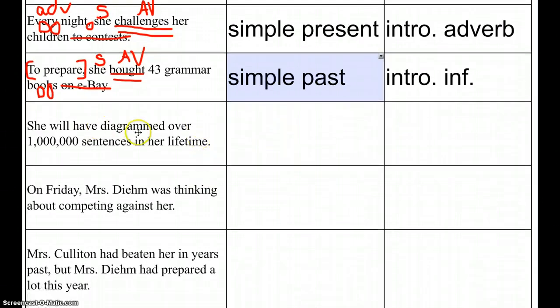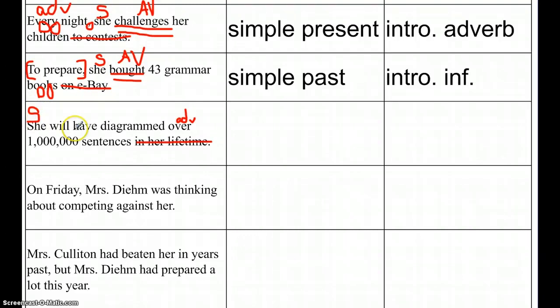She will have diagrammed over a million sentences in her lifetime. So if I get rid of in her lifetime, that is a prepositional phrase. Over looks like a preposition, but you can't over sentences, so this sounds like it's probably being used more as an adverb. Some of our prepositions, when they're not with a noun at the end of the phrase, they're just adverbs all by themselves. All right, so my subject is she.